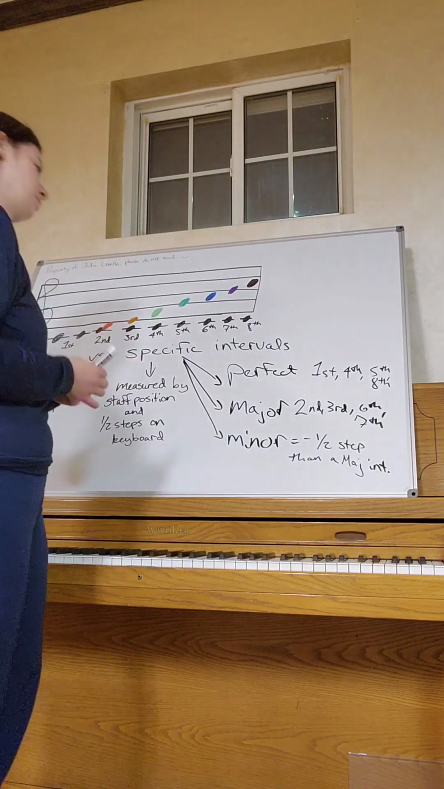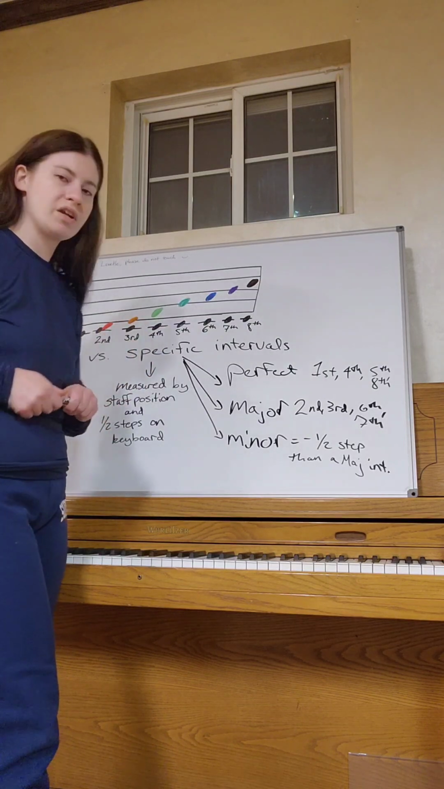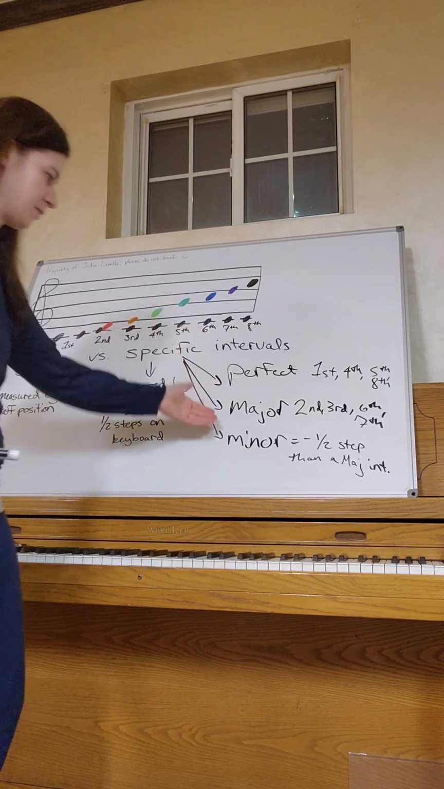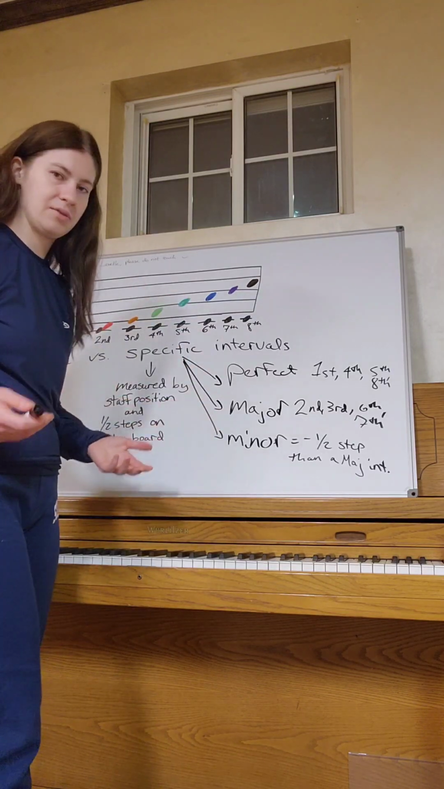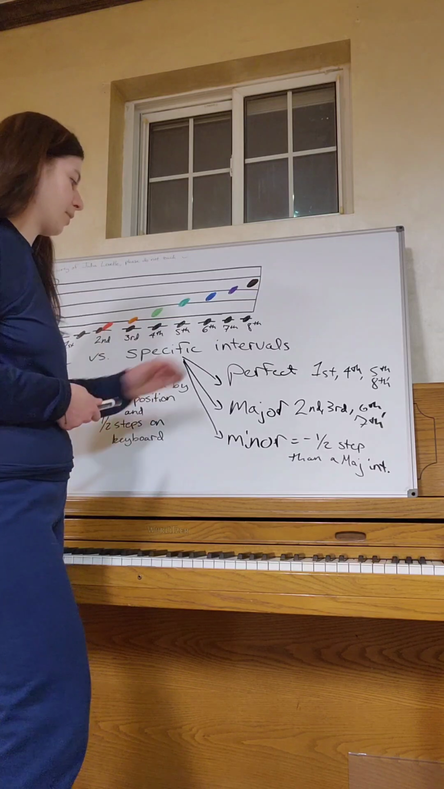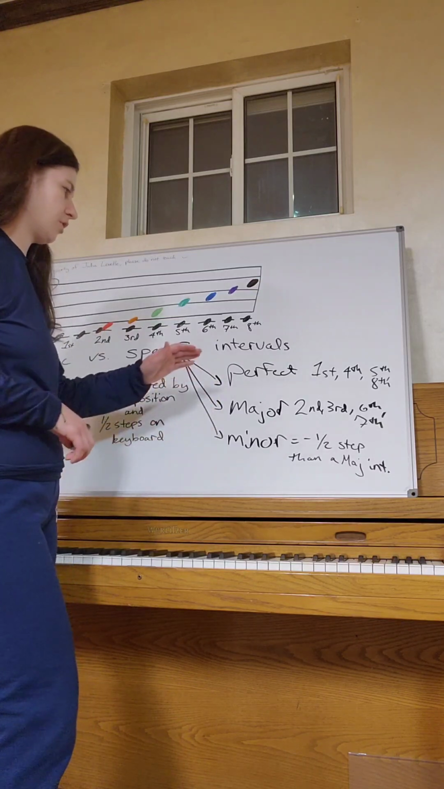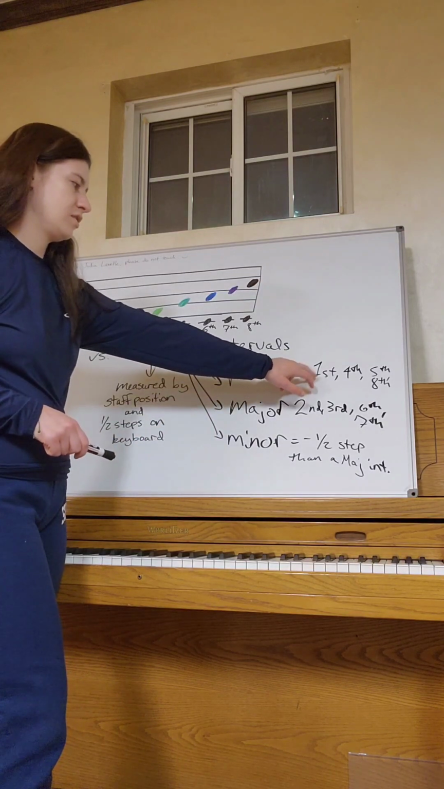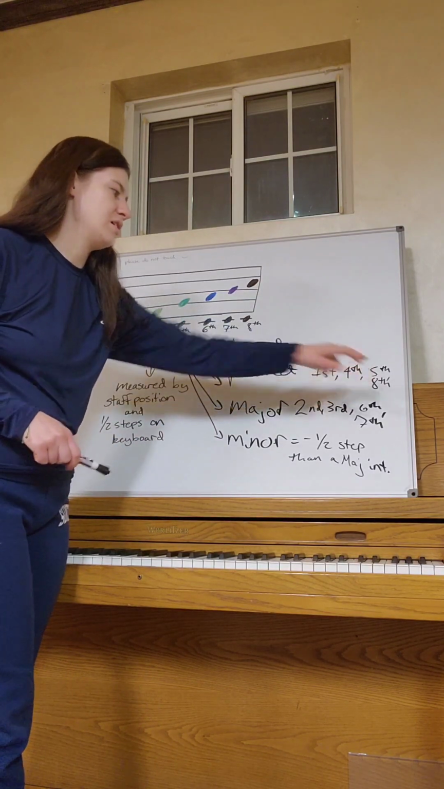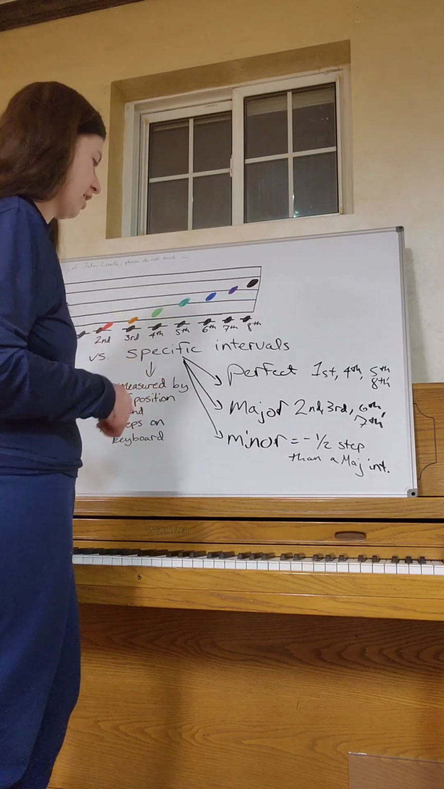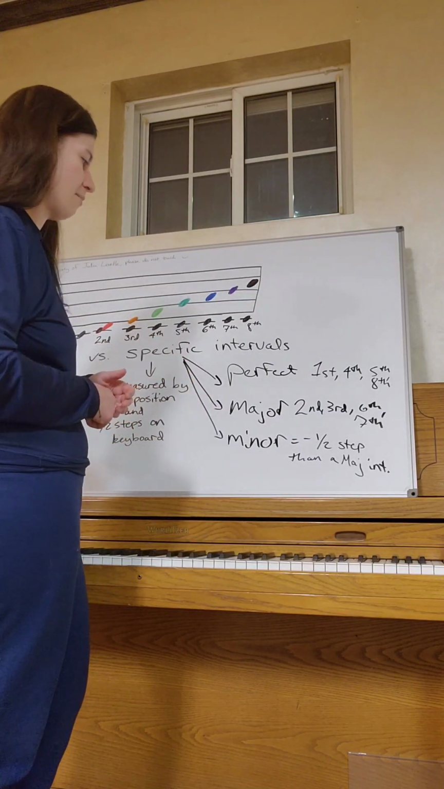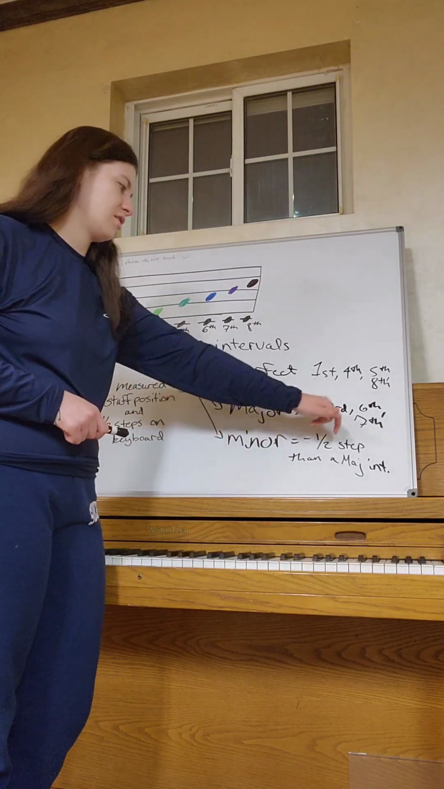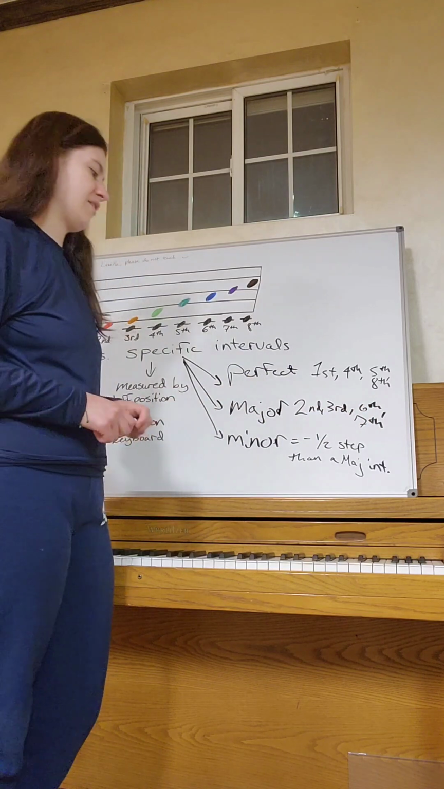When we're talking about specific intervals, we want to look at the quality of the interval. There are three types of qualities that we'll be talking about today: perfect, major, and minor. Examples of perfect intervals are firsts, fourths, fifths, and eighths. Another type is major intervals, and major intervals can be seconds, thirds, sixths, and sevenths.